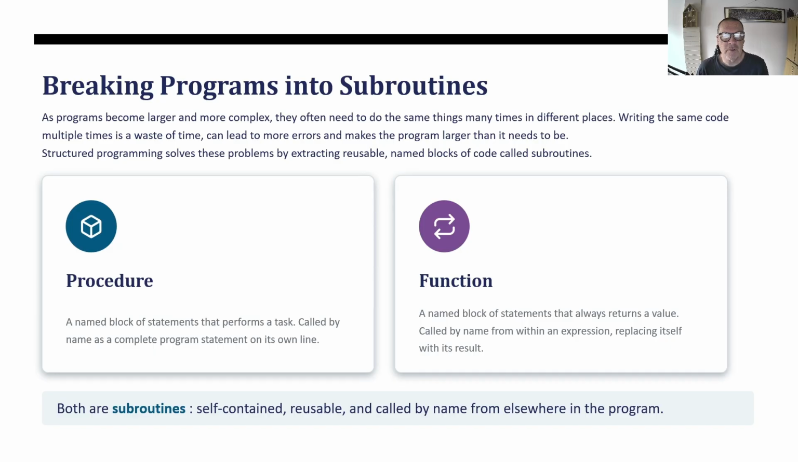So they're both self-contained blocks of code that you can call by name. Procedures never return a value. Functions always return a single value.